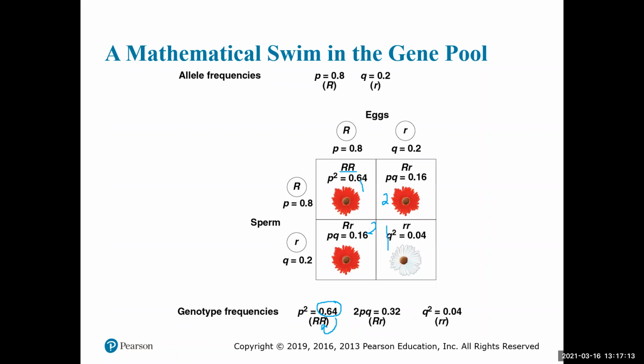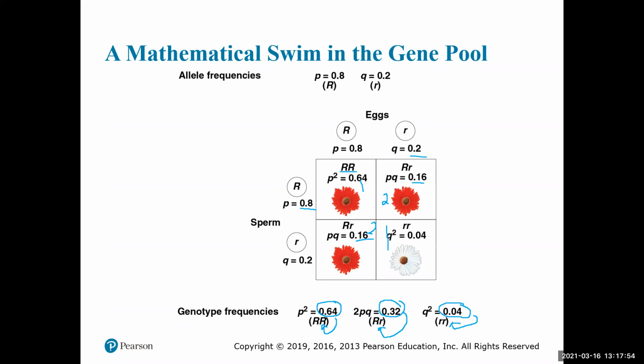Then your heterozygous is 2 times your q times your p. So 0.8 times 0.2 times 2, because each one is 0.16. So you have 1 instance of each, so you have 2 instances here. That's where the 2 comes from. So your heterozygous genotype is 0.32. And then your homozygous recessive is 0.2 times 0.2, so 0.04. So basically 0.2 squared.